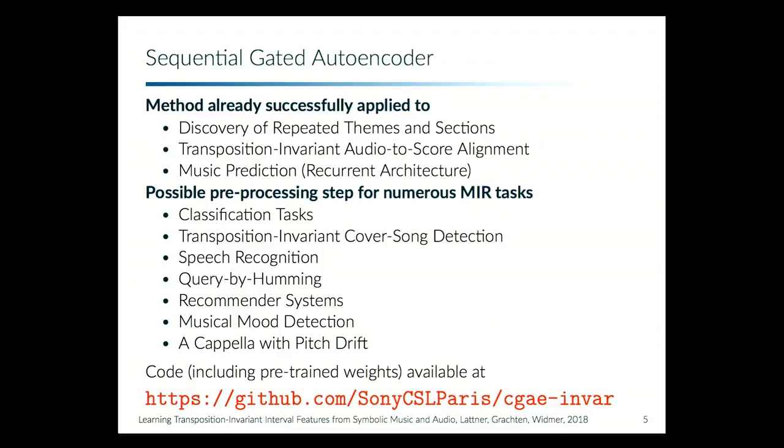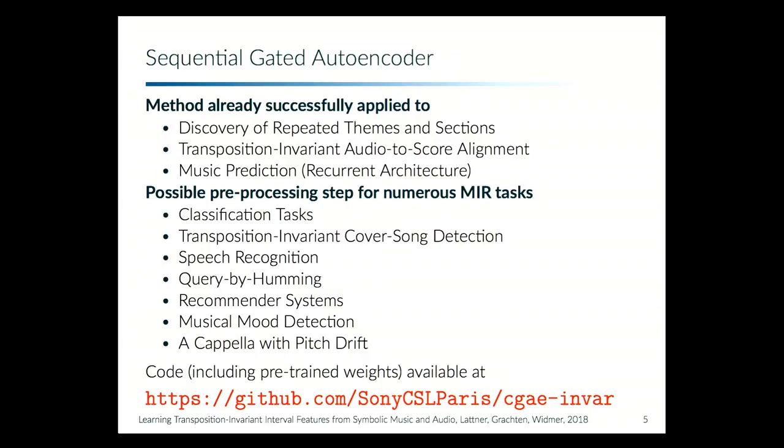And I want to invite all of you to think about how these features may contribute or benefit your MIR task, because these features are really decreasing the sparsity of the data, maybe leading to more generalization of the model and maybe to smaller model sizes. You can just transform your data into these features and then perform your operations on this. So we could use it for different kinds of classification tasks on music, for transposition invariant cover song detection, speech recognition, variable humming, recommender systems, and so on.